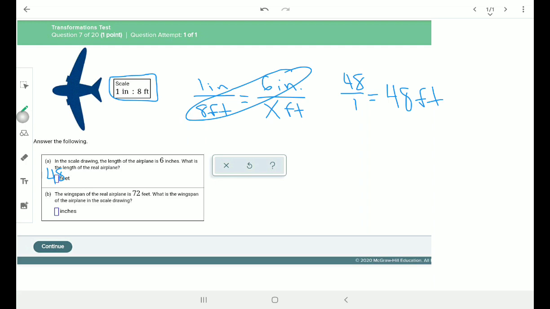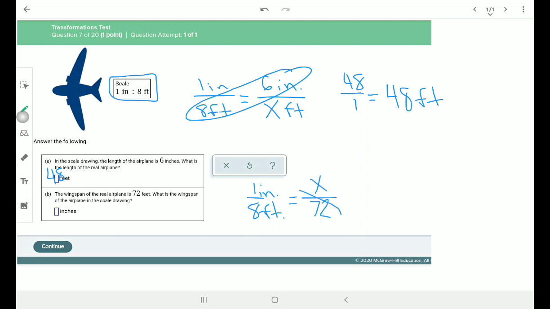Okay? Now, part B, we're going the other direction. Okay, we're going from the real thing to the scale drawing. So we're still going to use the same proportion here, and so 8 feet, and that has to equal. We know what the feet is. It's 72. We want to figure out how many inches is that.